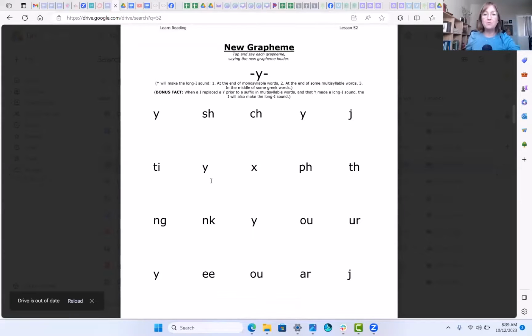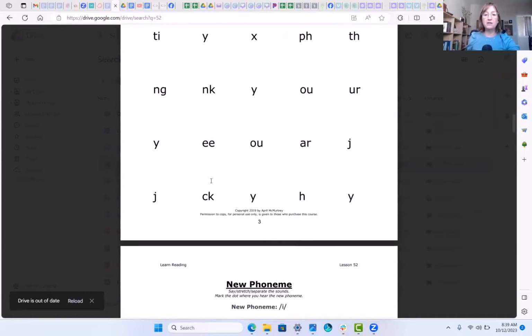In this lesson, the Y is going to say I, and that happens when Y is at the end of small, tiny words. 1-syllable words. If it ends with a Y, you can count on that Y saying I, such as by, my, shy, try, fly, fry. Any 1-syllable word that ends with a Y, that Y is going to say I. So on this page, I want you to say the I sound when you come to the Y grapheme and practice all of the sounds of these graphemes on this page.